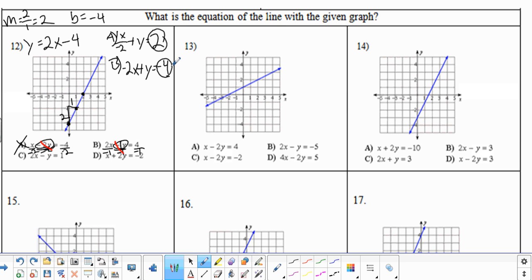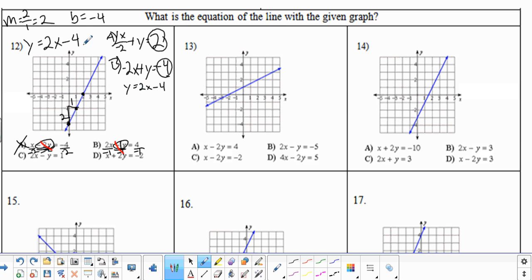This is my y-intercept. It matches. Okay, so we got a match so far. Let's do the rest of the work and see what we get. I need to move this -2x over to the other side. So as I do that, that -2x, when it switches sides, it becomes +2x.